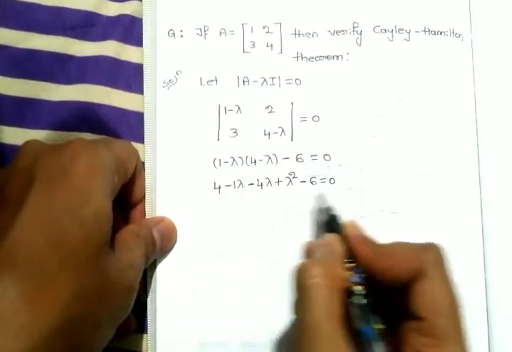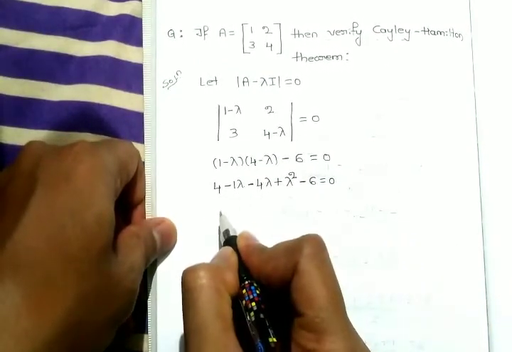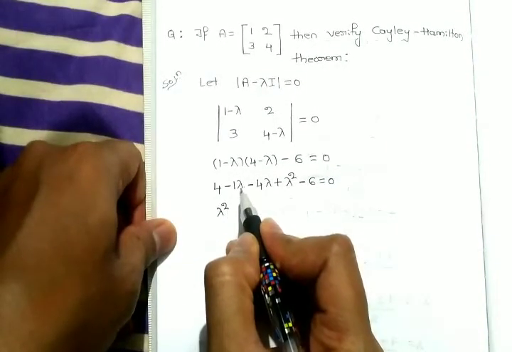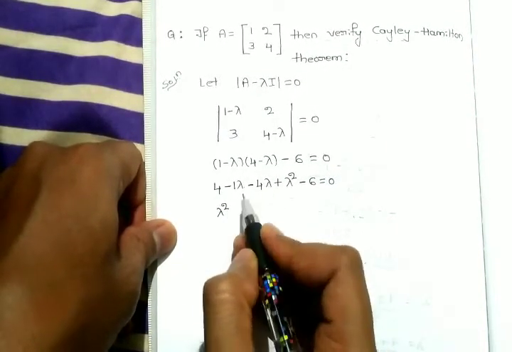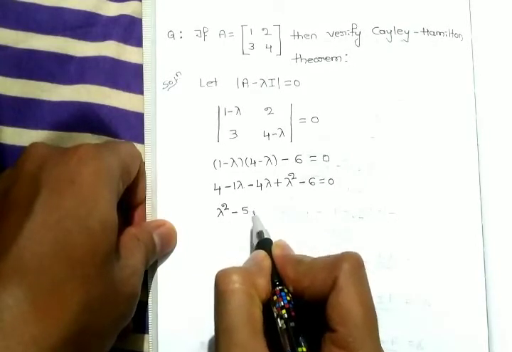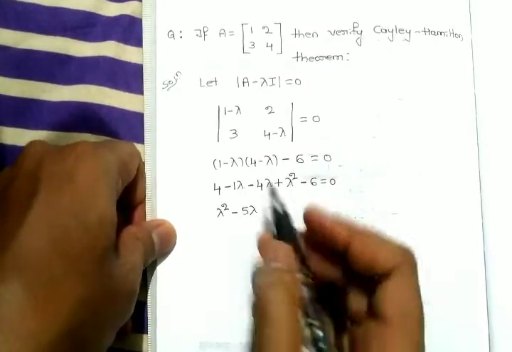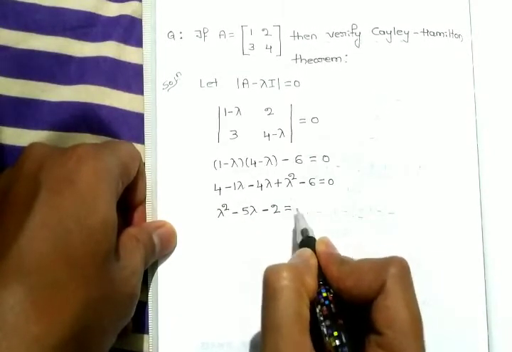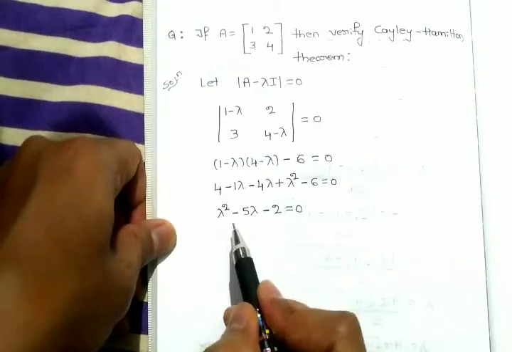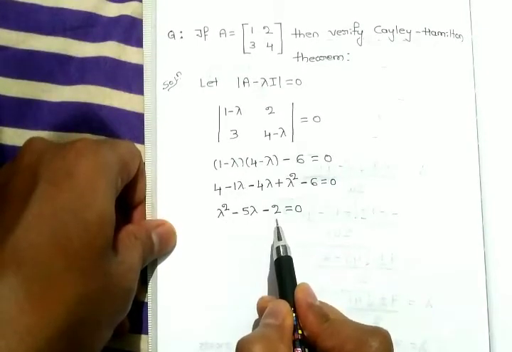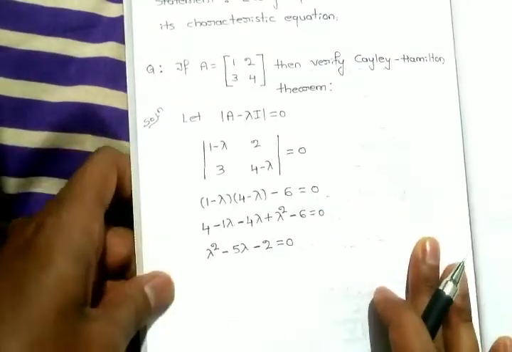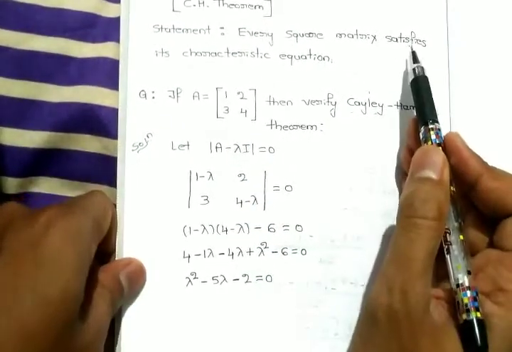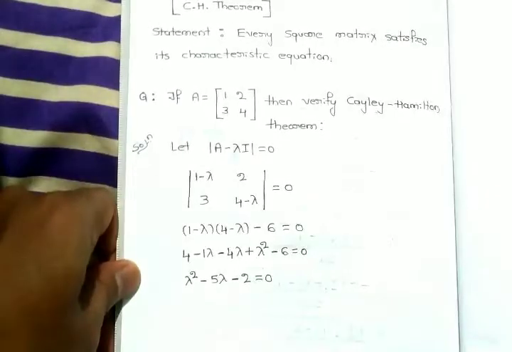So in this entire equation only one lambda square is there. That lambda square I am going to keep first. Next, here minus 1 times lambda, minus 4 times lambda, minus it is 5 times lambda. Next, 4 minus 6 is minus 2, equals to 0. So this is the characteristic equation. So now you got the characteristic equation.